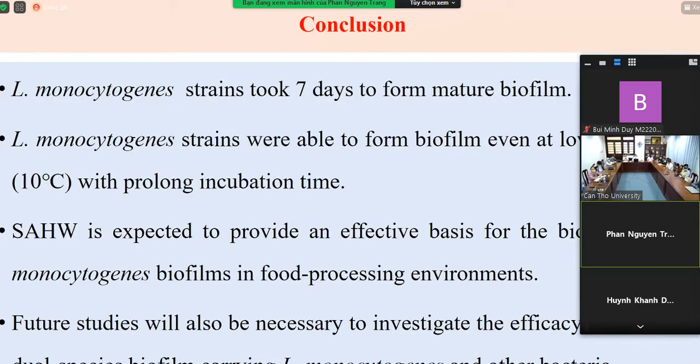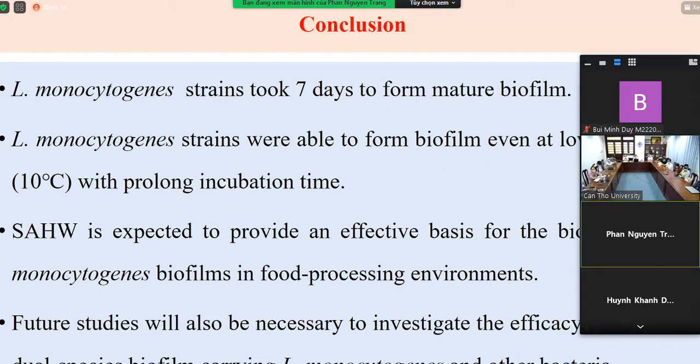We have some conclusions. In this study, Listeria monocytogenes took 7 days to form biofilm equivalent to strong adherence. Listeria monocytogenes were able to form biofilm even at low temperature with prolonged incubation time. SASW is expected to provide an effective basis for the control of Listeria in food processing environments.